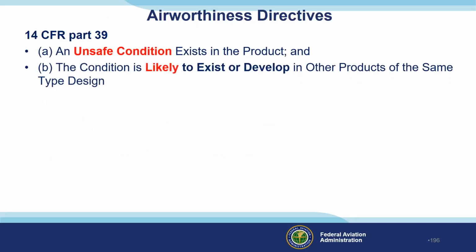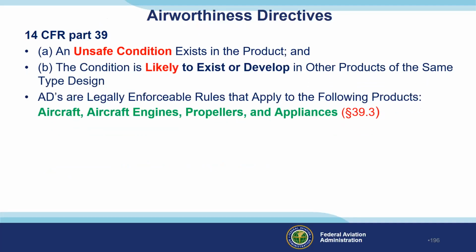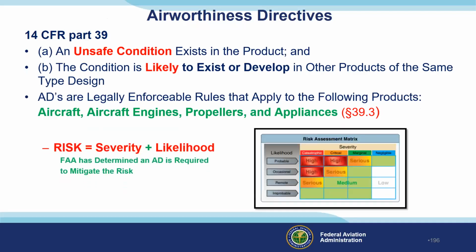Let's look at the nuts and bolts of ADs. They're issued when an unsafe condition exists in the product and that condition is likely to exist or develop in other products of the same type design. They're legally enforceable rules. And here's the risk assessment matrix. Risk is a combination of severity and likelihood, and the FAA has already determined that an AD is required. The risk is high enough that it requires mitigation. So that's why the AD has been issued. The determination's been made. It has to be done.